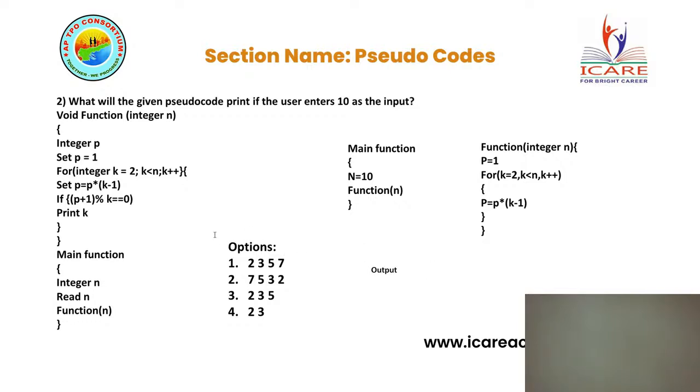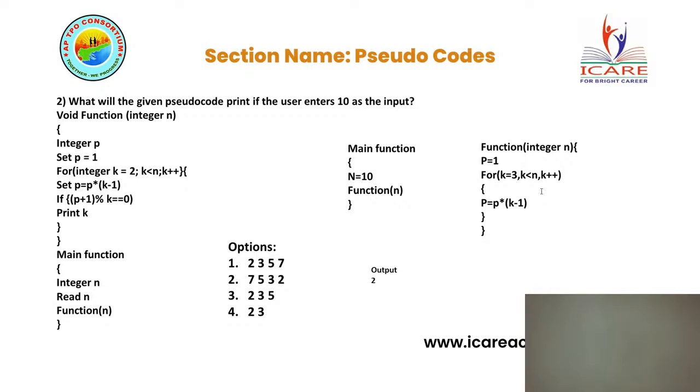So output print k. What is the value of k? 2. So we are just printing 2. After completing the if condition, we are in the for loop. Again we do k plus plus. Now the k value is 3. So k becomes 3.